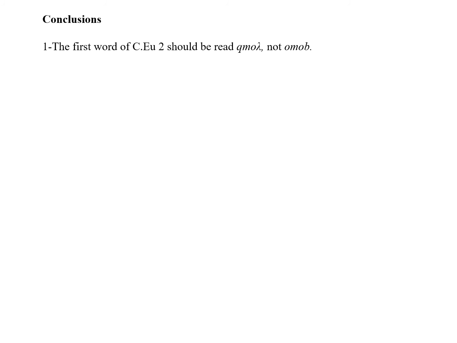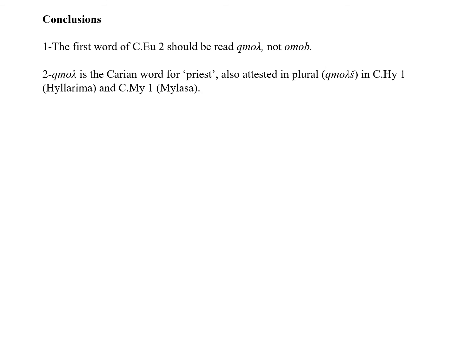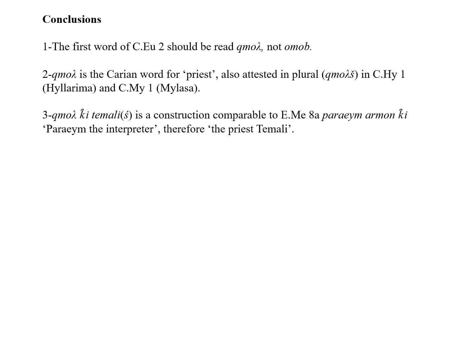Conclusions. The first word of C.Eu should be read Kumo, not Omob. Kumo is the Carian word for priest, also attested in plural as Kumalsh in Hyllarima and in Mylasa. Kumo ki Temali or Timalis is a construction comparable to EMI 8a, Parium Armen Key, Parium the interpreter, therefore, the priest Temali.